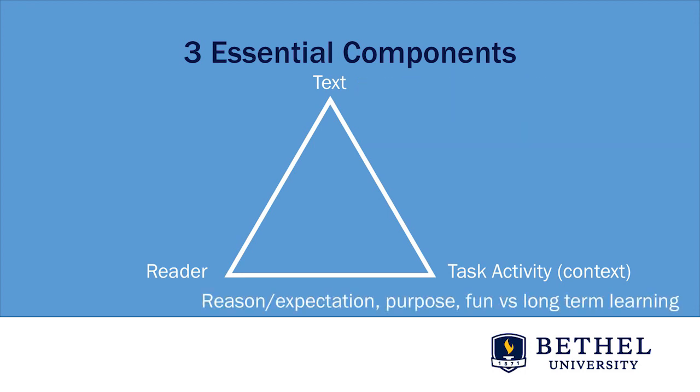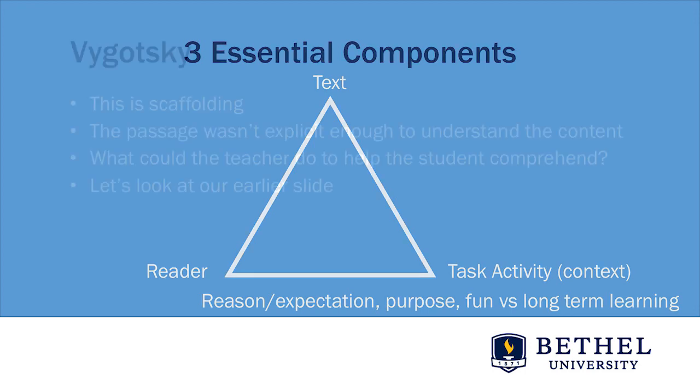The third component of comprehension is the task activity. What are the reasons or expectations of what the reader will get from the reading? What's the purpose for reading? Are they reading for enjoyment during a 20-minute silent reading time? Or are they reading to do a book report after finishing the book? Are they reading their science text to be able to do a science experiment? These are important considerations when you set up the reading.